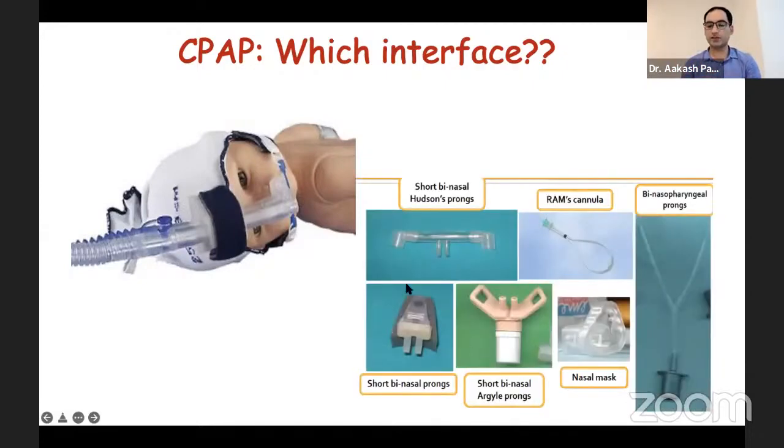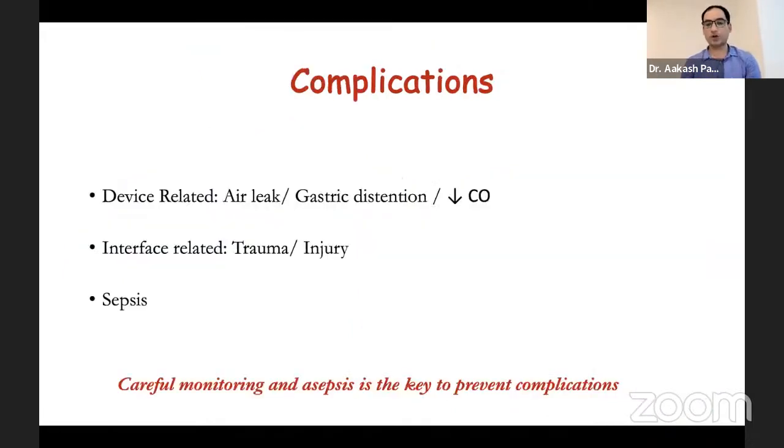These are the other interfaces which are available in the market, and depending on the unit preference, you can use any of the two. Now, complications are always there, but if we are meticulous and monitoring properly, they are rare events in a good NICU. They may be device related. For example, if we are giving too much pressure, it can lead to air leak. Because of the high pressures, there can be increased intrathoracic pressure, which decreases the venous return to the heart, leading to decreased cardiac output and long CRT.